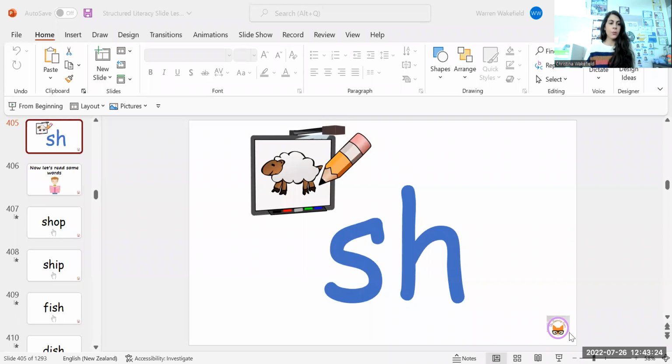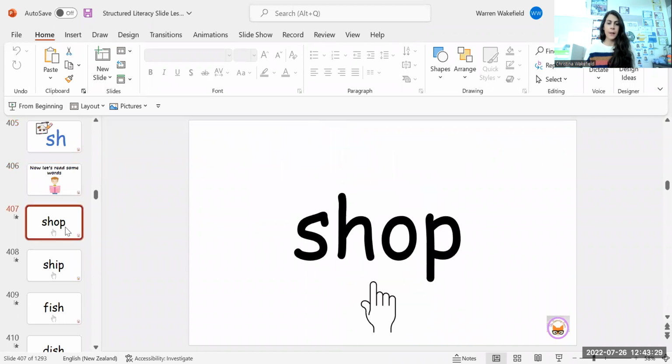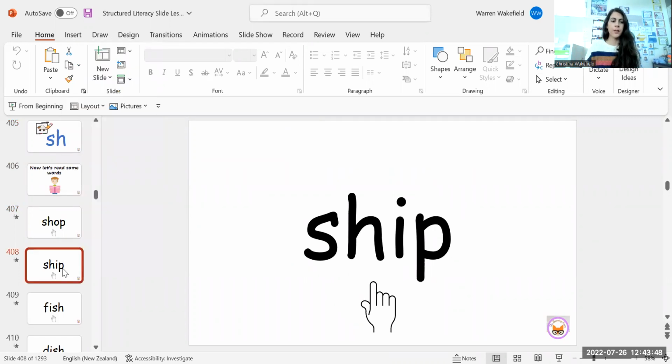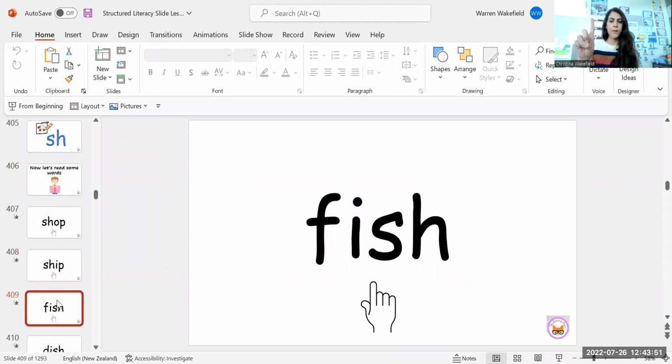And now we're going to do a little activity. So I'm going to share my screen. And we are going to practice the sh again. So we're going to read some words together that have the sh in them. Are you ready? Okay, so we're going to use our spelling fingers and we're going to do this together. So we're going to decode shop, shop, and then we blend it together. Shop. Let's do the next one. Fish.